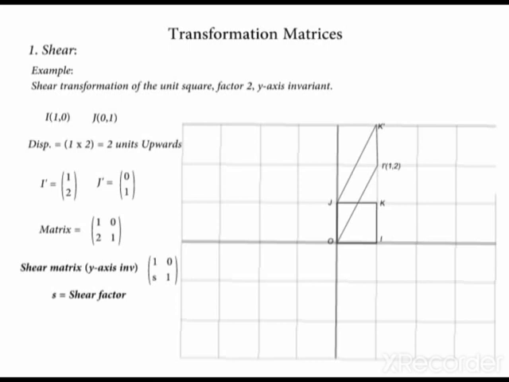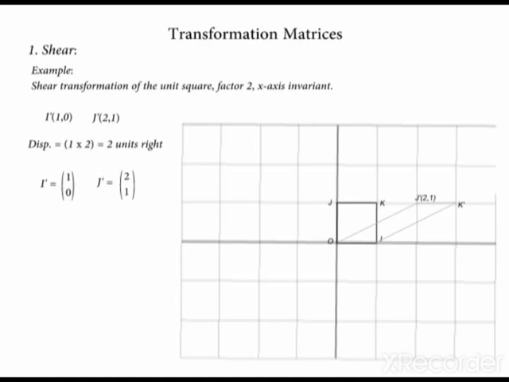If you repeat the process with x-axis now invariant, you will find that point I will be invariant and that j will have new coordinates 2, 1. So the shear matrix when x-axis is invariant will be 1, s, 0, 1, where s is the shear factor.